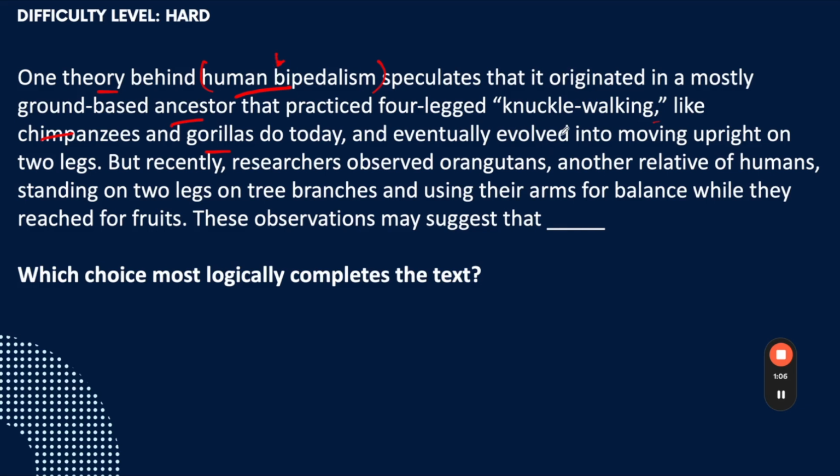And eventually evolved into moving upright on two legs. So basically, the first thing that the humans did was knuckle walking, and then it evolved into moving upright on two legs. Great. Let's move to the next sentence.